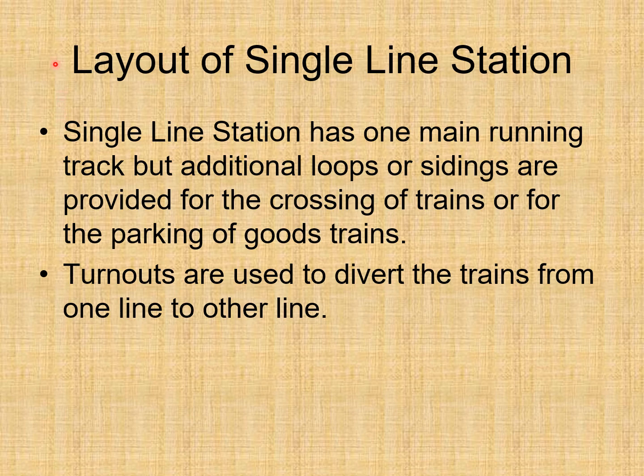Layout of single line station. A single line station has one main running track, but additional loops or sidings are provided for the crossing of trains or for the parking of goods trains. Turnouts are used to divert the trains from one line to the other line. Keep this in mind: when we use the word line, it means track.